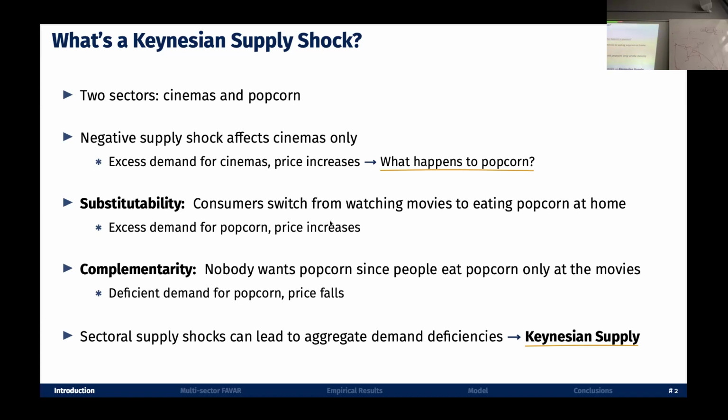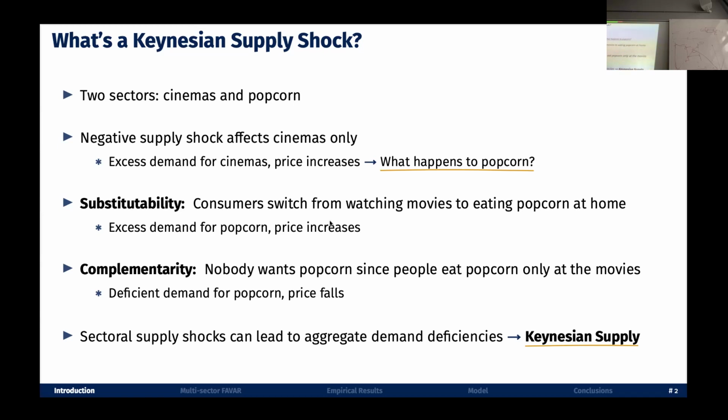You just asked a quick question related to the example. So, not strictly related to cinemas, but excess demand for cinemas, price increases. But then, for substitutability, there is an excess demand for popcorn if you can switch and watch movies at home. But the negative supply shock means that there are fewer cinemas available, right? Right. So the absolute demand of people watching movies is the same. So why should you have an excess demand for popcorn? Because the supply is falling.